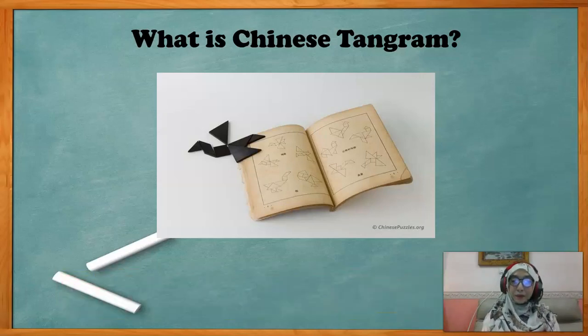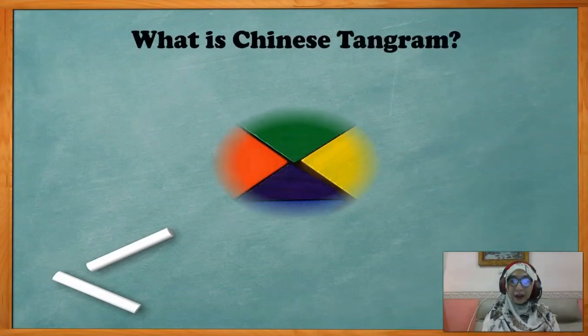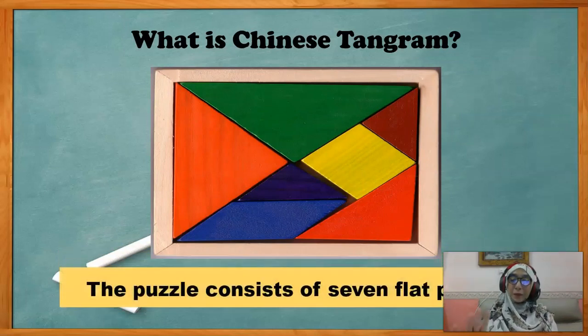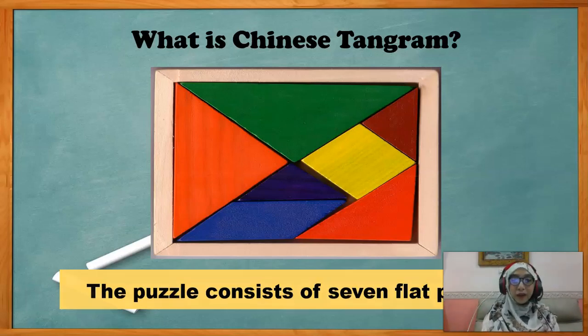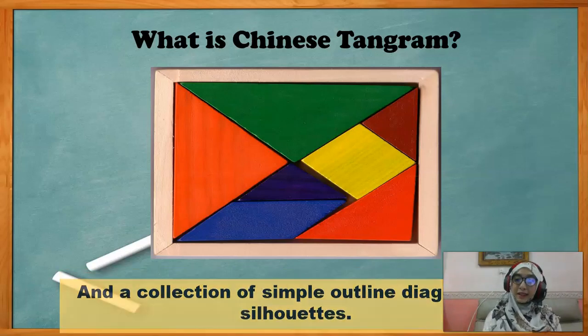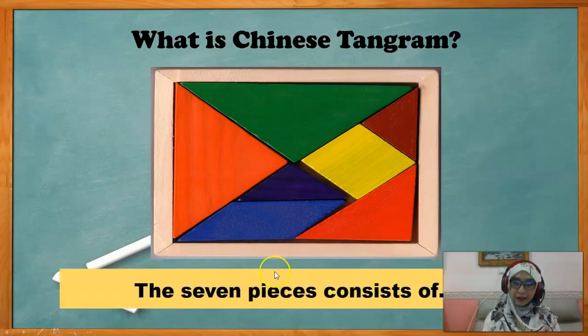Alright, so to play the game, you have this Chinese tangram and it has 7 pieces. The puzzle consists of 7 flat pieces of different shapes. Let's look at what the shapes are and how many shapes there are in a Chinese tangram. It is a collection of 7 flat pieces and a collection of simple outline diagrams or silhouettes. In the picture here, you can see the 7 pieces of the puzzle.